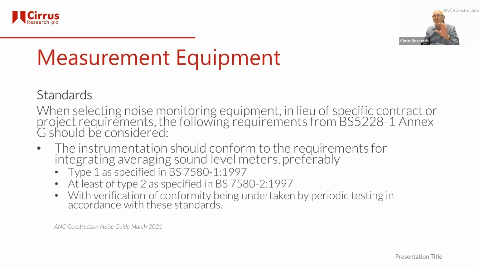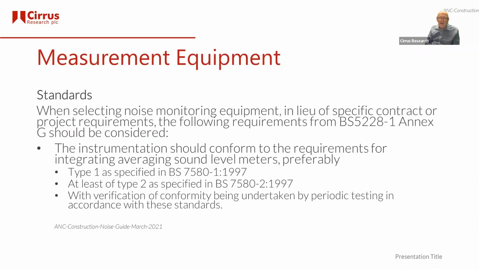Before we start, if you look at the documentation, there's a little bit of doubt. Should it be class 2? Should it be class 1? If you look at the guidance from the ANC in their documentation, they would ideally like type 1, but you could get away with type 2, though you might want a type 1 meter somewhere in that environment.